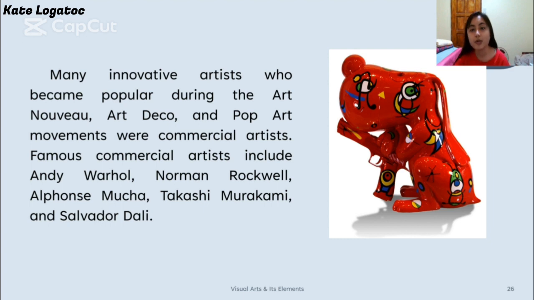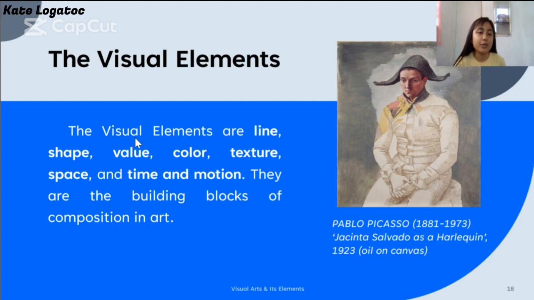So let us now proceed to the visual elements. So the visual elements are line, shape, value, color, texture, space, and time and motion. So they are the building blocks of composition in art. So when we analyze any drawing, painting, sculpture, or design, we examine these component parts to see how they combine to create the overall effect of the artwork.